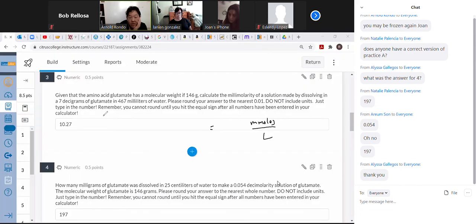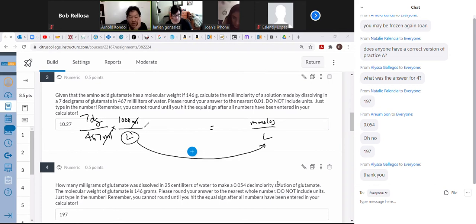So 7 decigrams in 467 milliliters, right? Yes, correct. And for me, again, I always get rid of the milliliters or the volume first. So I always want to isolate the liters as the first thing, because that never changes, okay? And then in this case, decigrams to grams, so 10 decigrams to 1 gram. Now we bring in the molecular weight, 146 grams to 1 mole.